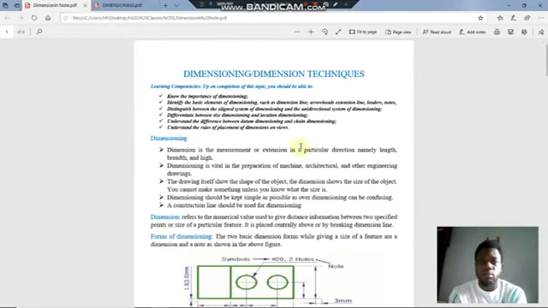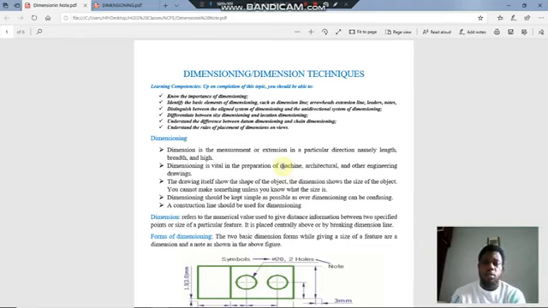Dimensioning. Now, in technical drawing, we communicate with shapes, symbols, and also with letters and figures. While lines are used to describe shape, we also use figures to describe size, and that is where dimensioning or dimensions comes in.